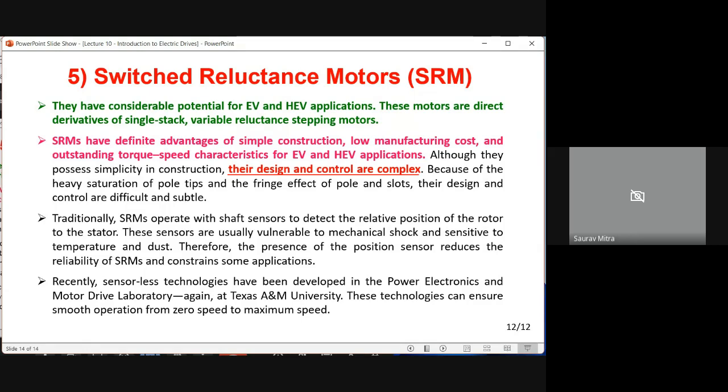But anyway, traditionally SRMs operate with a shaft sensor. As you found in the case of BLDC, in the case of SRM also there is a shaft position sensor, which detects the relative position of the rotor to the stator. These sensors are usually vulnerable to mechanical shock and sensitive to temperature and dust. Without a shaft sensor, we cannot operate BLDC or SRM, so sensors must be there. But they might go bad.